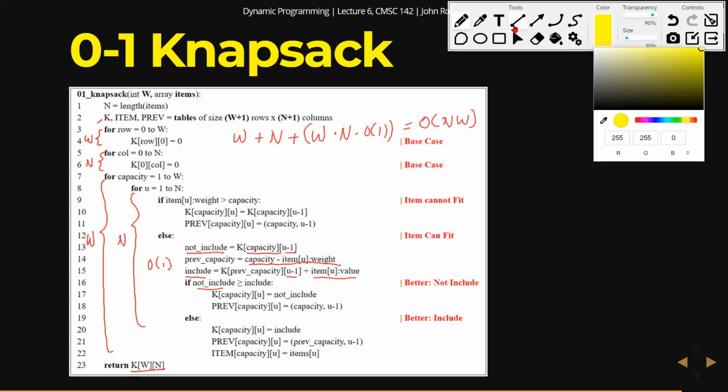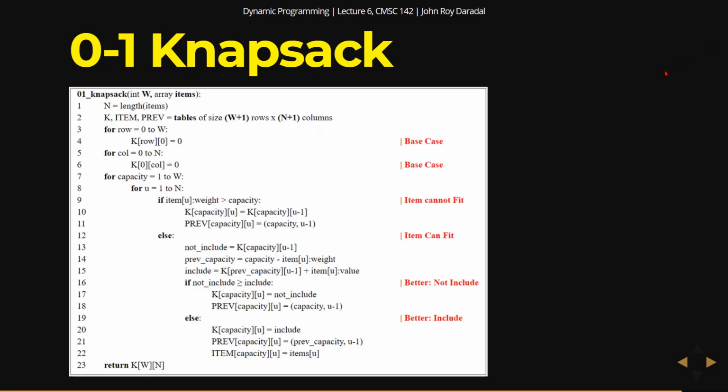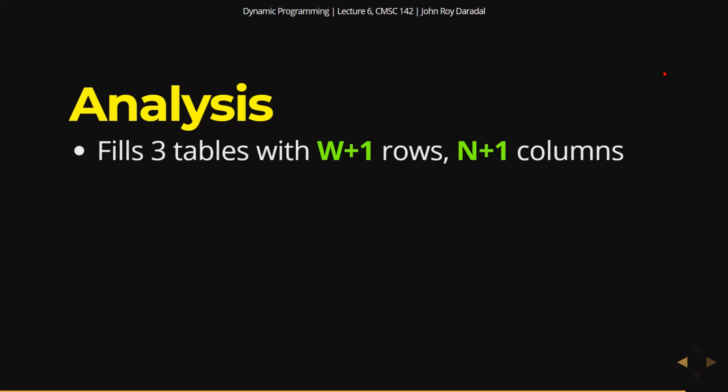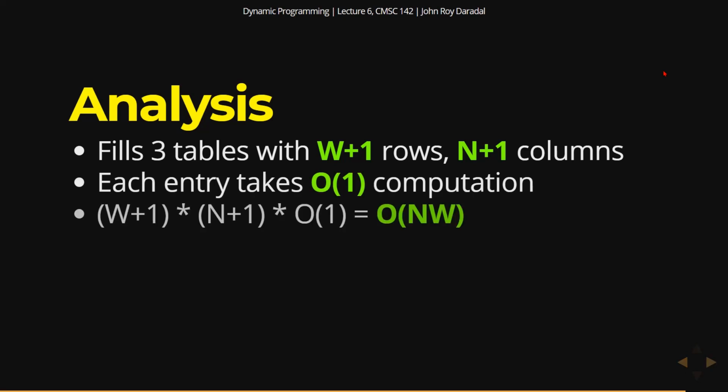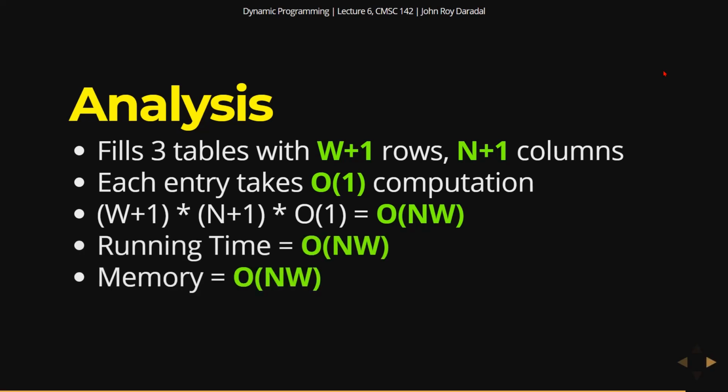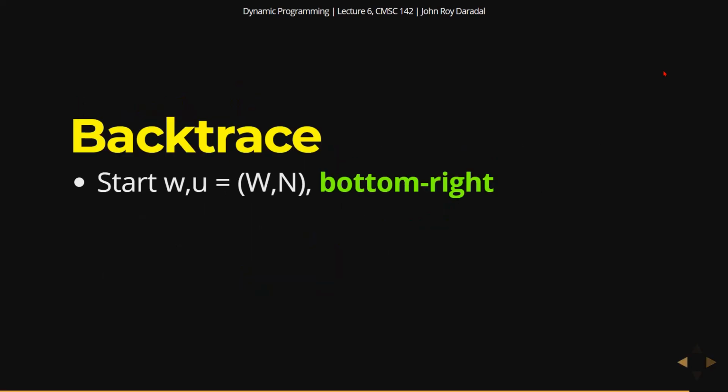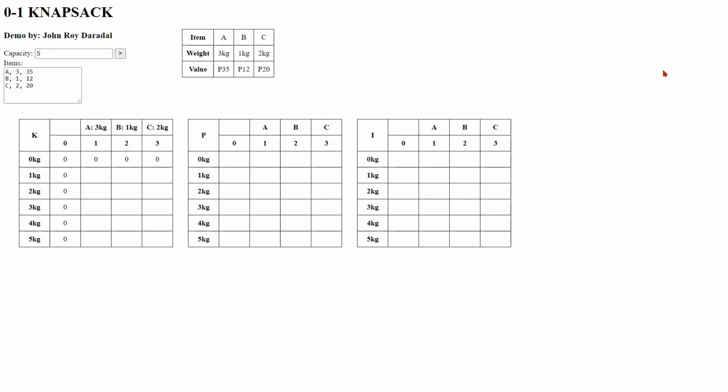For the analysis, again, we're filling up 3 tables with size W plus 1 and N plus 1, and each entry takes O of 1 computation, so it takes O of NW time in total. And then of course the memory is also O of NW because we're using 3 tables of that size. Okay, now before we discuss the backtrace, let's look at the example first of how to compute the value itself.